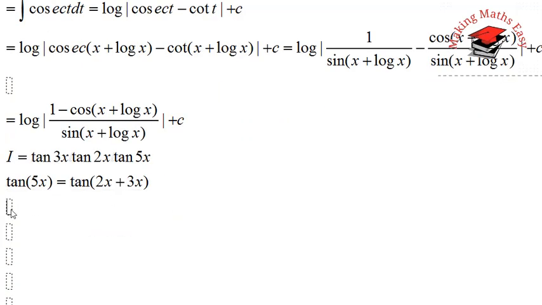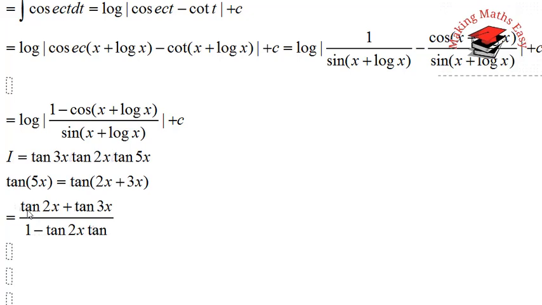Now we will use the formula tan (a plus b), which is equal to (tan a plus tan b) divided by (1 minus tan a tan b). So tan of 2x plus tan of 3x divided by 1 minus tan 2x into tan 3x, according to the formula which I have told you in the previous video. The previous video was on the trigonometric formulas.